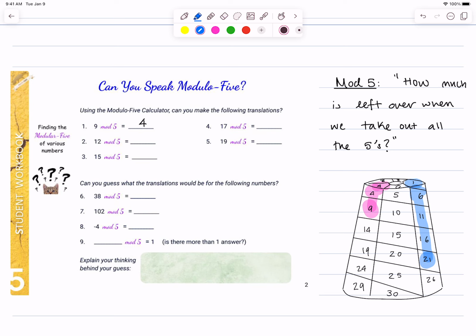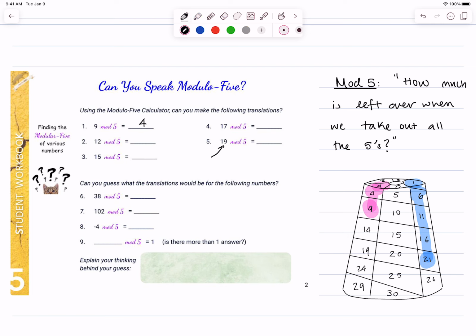As you start to do this activity, you want to generalize these ideas. What does mod 5 mean? Do we have to do it off the cup, or can we do it in our heads? And you can tie it into this: mod 5 asks how much is left over when we take all the 5s out. Right? So 9, we can take a 5 out of there, and what's left over? It's 4.